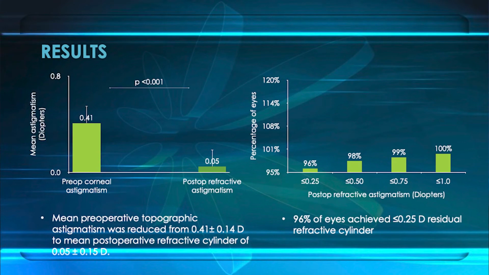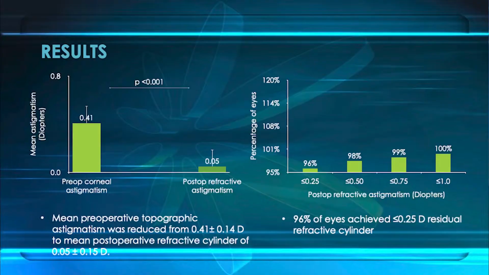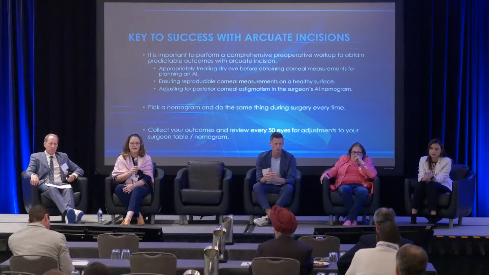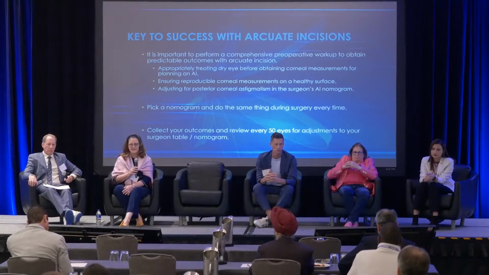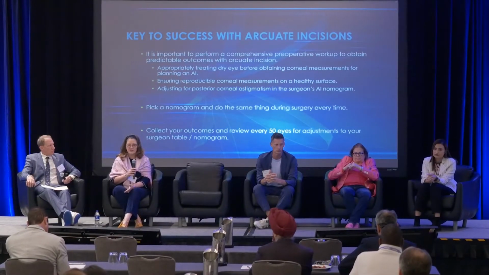And then we can go into the low astigmatism. These are patients that had preoperative corneal astigmatism that was 0.6 diopters or less. Many of these patients were my multifocal IOL patients. So if you have 0.3 diopters of astigmatism in a multifocal patient, you're going to go after that because it can affect their satisfaction with that particular product. And we can see that 96% of eyes here achieved less than or equal to a quarter diopter of residual refractive cylinder.